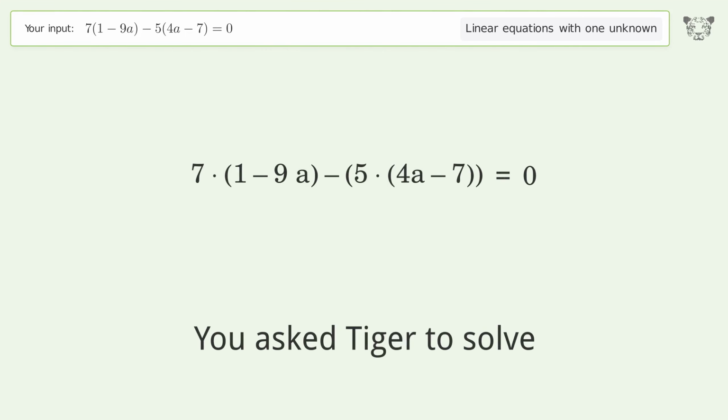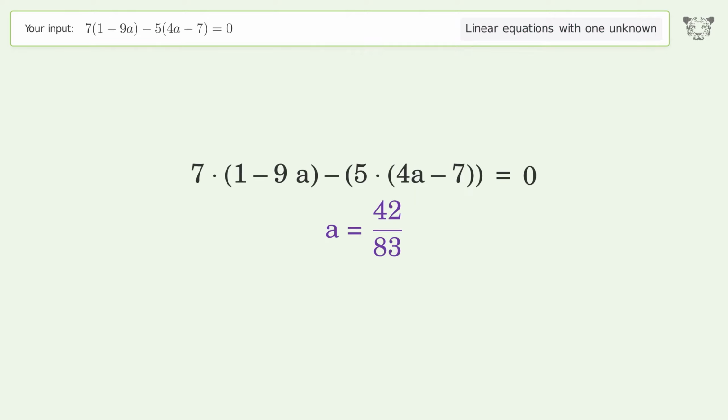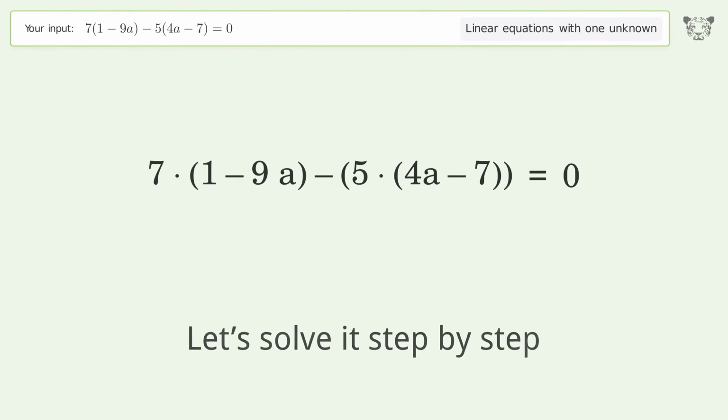You ask Tiger to solve this. This deals with linear equations with one unknown. The final result is a equals 42/83. Let's solve it step by step.